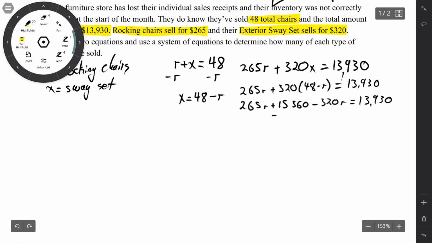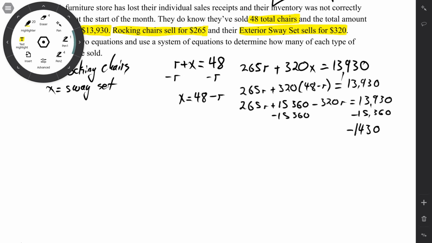So I am going to subtract 15,360 from each side. I'm going to use my calculator for this. You can do it longhand, but why would you? It's just going to be easier if we use a calculator for a lot of these steps. So 13,930 minus 15,360 gives us negative 1,430. And then we have our r's over here, 265 minus 320 would give us negative 55r.